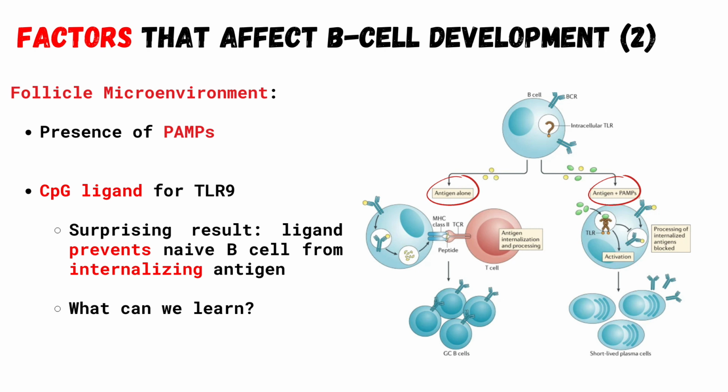This was a surprising result, given how adjuvants like CpG ligand for TLR9 are routinely used to further stimulate the immune system during immunization, and it raises questions as to what adjuvants can be used for future immunization strategies to better optimize B cell response.